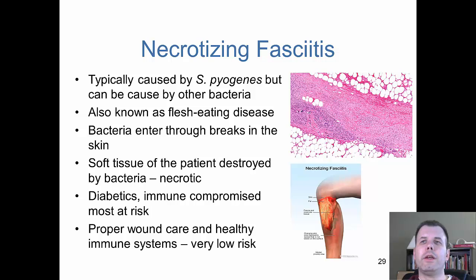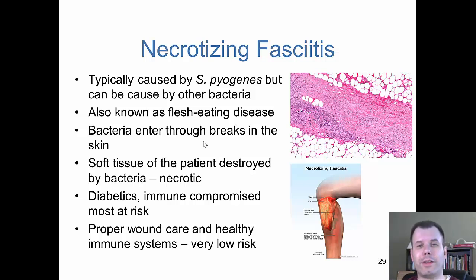Now, another type of skin infection that can lead to deeper tissue infections is necrotizing fasciitis. Again, this is caused by Strep pyogenes, but it's not the only one that can cause it. It's also known as the flesh-eating disease, and it enters through breaks in the skin. So you get wounds on the skin, the bacteria gets in there, and the soft tissue becomes damaged and destroyed by the bacteria. If you remember, there are lots of enzymes and toxins that these bacteria produce that can break down the tissue. This tissue gets broken down very quickly and can cause severe damage. It can lead to death if it's not treated very aggressively.